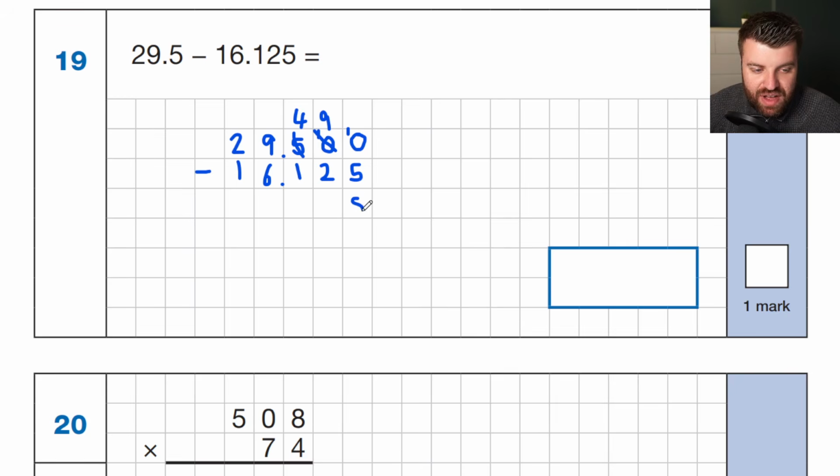10 take away 5 is 5. 9 take away 2 is 7. 4 take 1 is 3. Decimal point, really important. 9 take 6 is 3. 2 take away 1 is 1. So the answer to that question is 13.375.